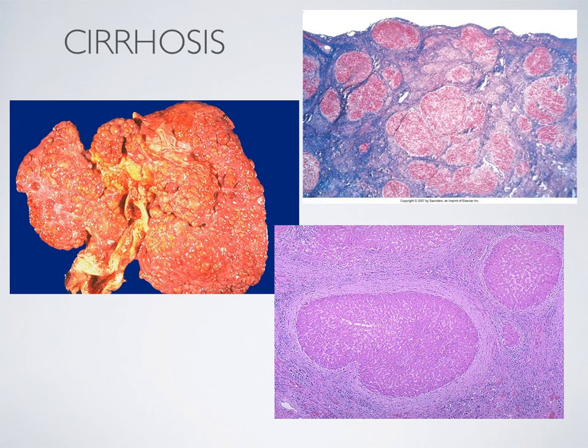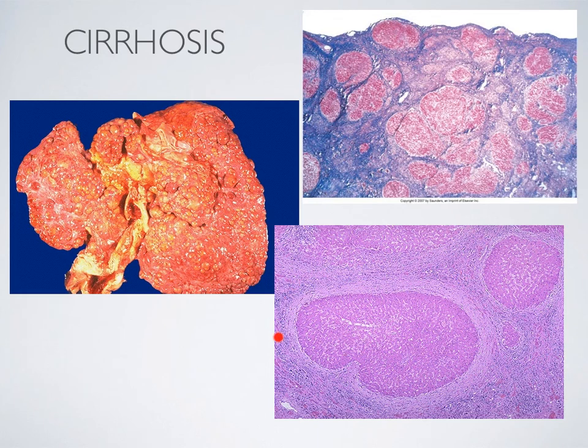So what you can see here, this gross image of the liver, is showing all of these nodules. If you feel it on physical exam, you can actually feel the nodularity. It's a hard liver with hard little nodules. Those nodules are fibrotic bands around these little islands of regeneration.